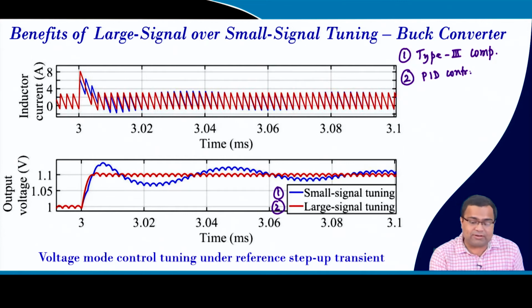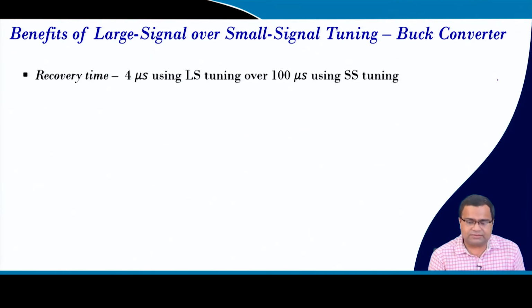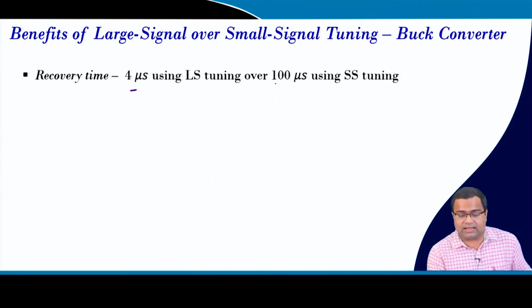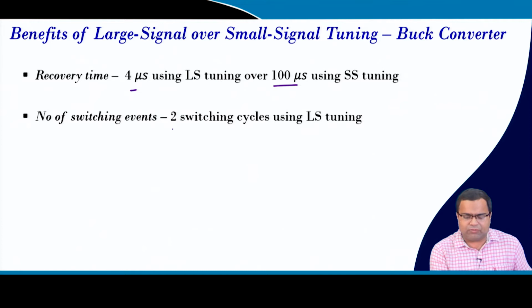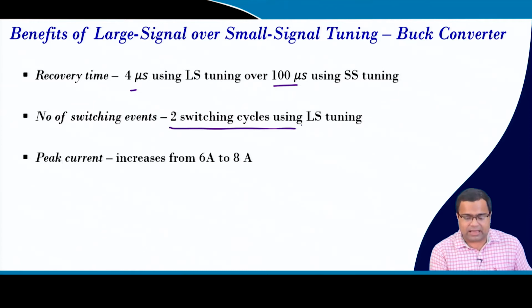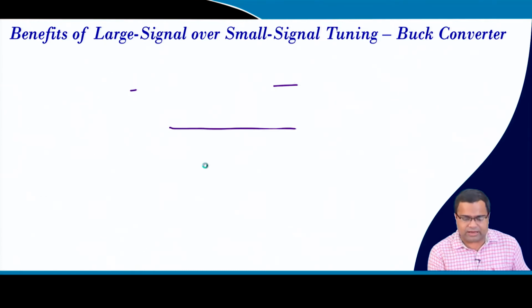And you see the PID controller with optimal large signal tuning can achieve optimal recovery, and it just reaches in 4 microseconds, whereas the other one, the small signal model based voltage mode, takes 400 microseconds. So, the recovery time is just 2 switching cycles, but the peak current increases from 6 to 8 amperes.